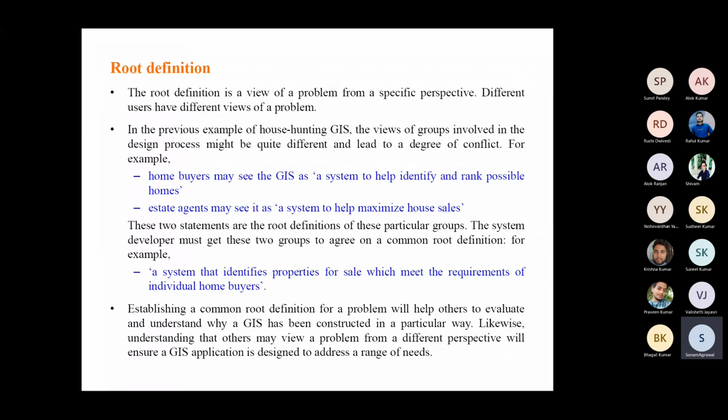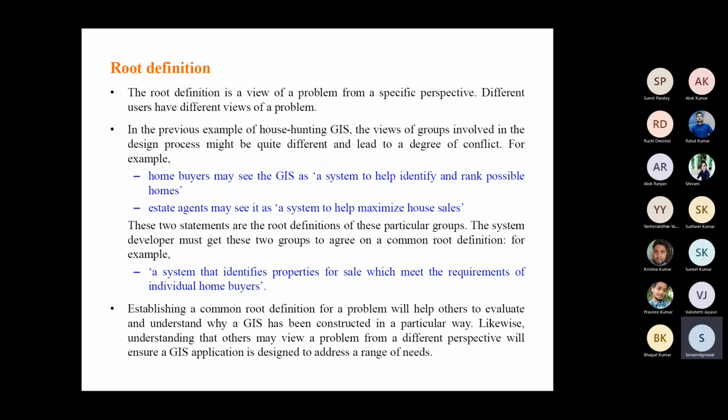method of problem identification is root definition. In root definition, basically, different definitions of the problem are taken, like what will be a problem for the real estate agent. The real estate agent wants a GIS that helps them maximize house sales. For the home buyers, what will the GIS be for them? A system to identify and rank possible homes. So this is what the root definition is.